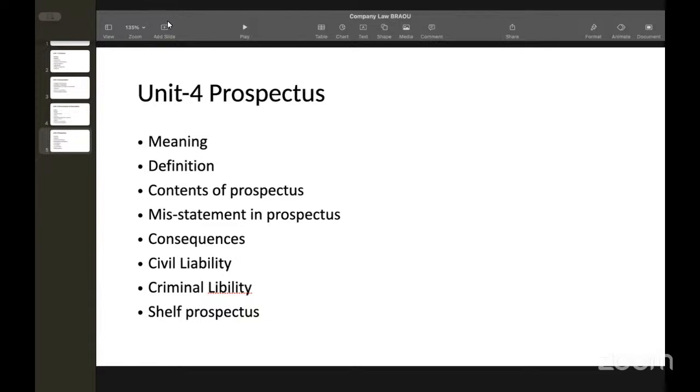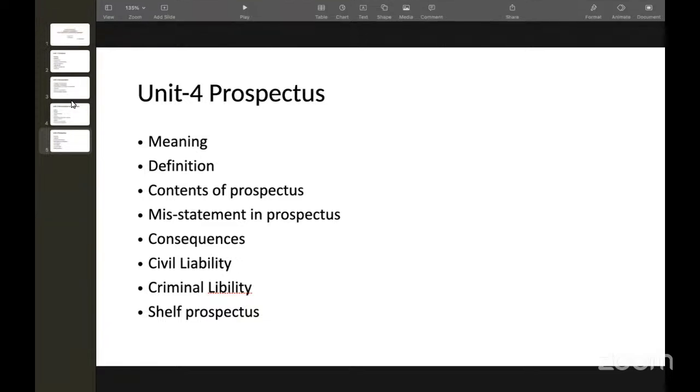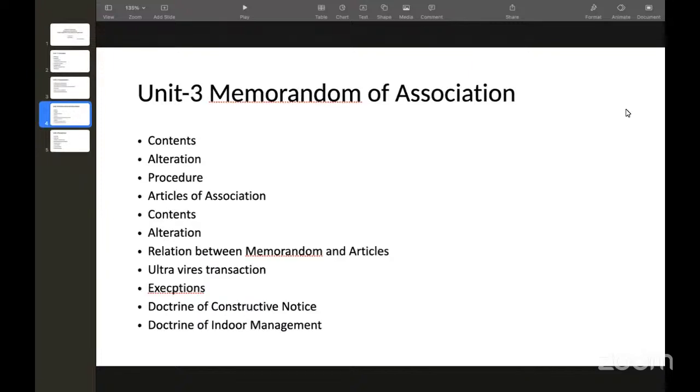So we'll just go through the overview of the third unit, that is Memorandum of Association. First, we have discussed what is MOA. Next, we have discussed the detailed contents of the MOA. So there are in total 6 contents: name clause, registered office clause, object clause, liability clause, capital clause, subscription clause. Next, we have discussed the alteration of the MOA.